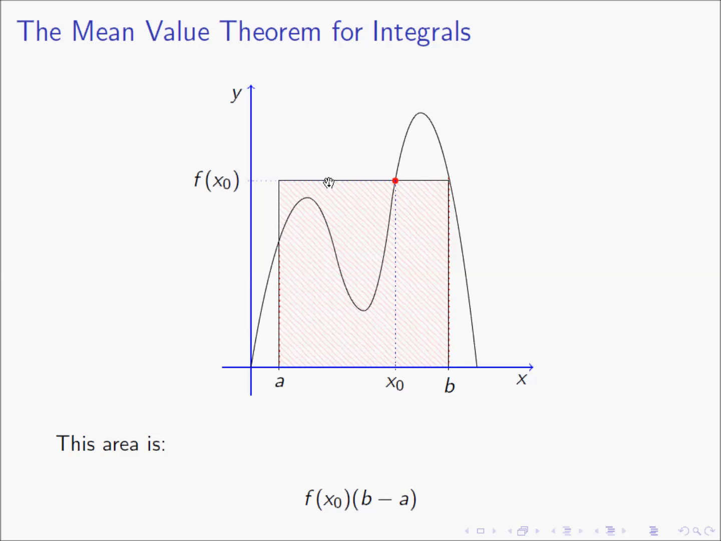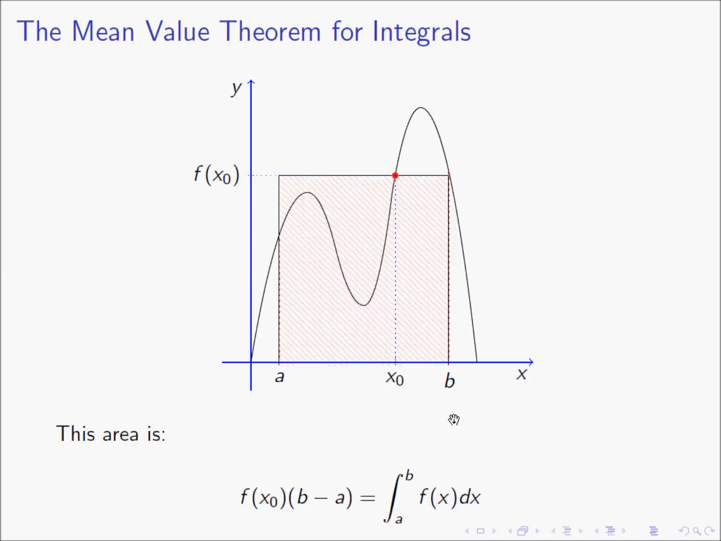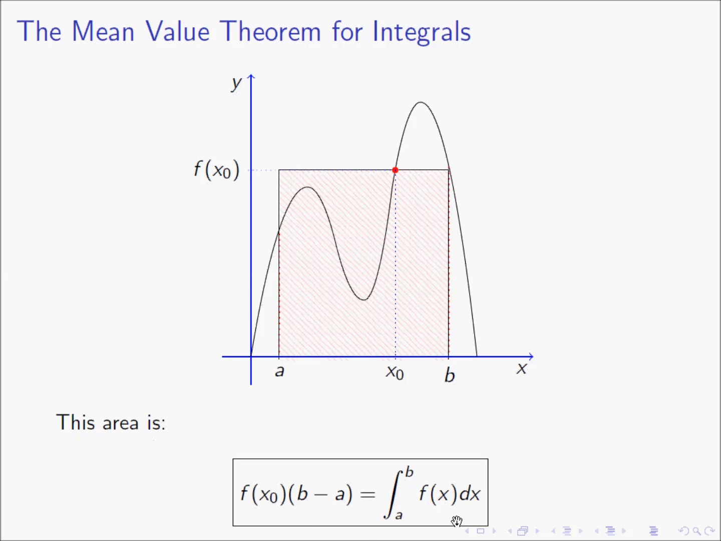And we said that we consider this rectangle such that its area equals the area under the curve. That is the integral from a to b of f of x dx. So now, specifically, what the mean value theorem says is that if you take this integral, there will be a point x0 between a and b such that this equality holds. That is, the area of the rectangle with height f of x0 will equal the area under the curve. That is, you can use this equality for a point x0 between a and b.